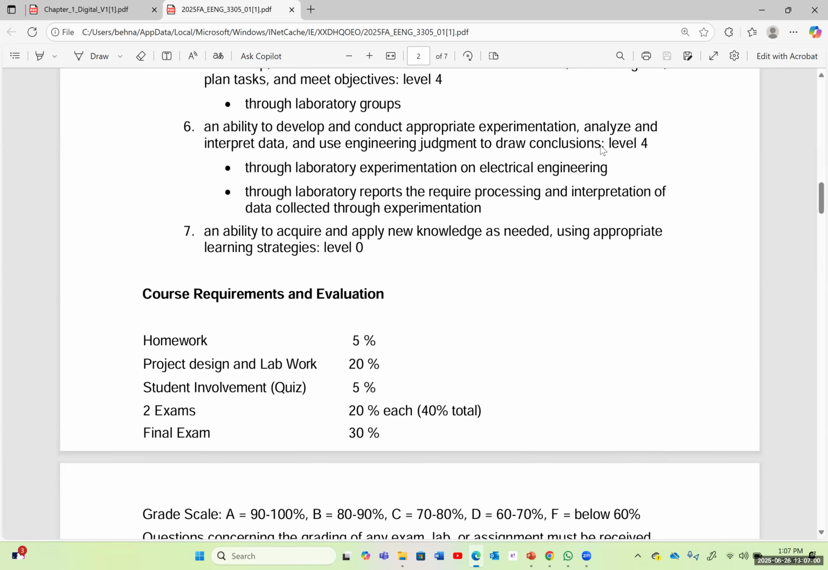The course evaluation, this is, by the way, already on your, I think, yeah, I've already posted this. You can find it. And for the evaluation of this course, the homework is going to be 5%. The final project and the lab work would be 20%. So 10% lab work, 10% final project.